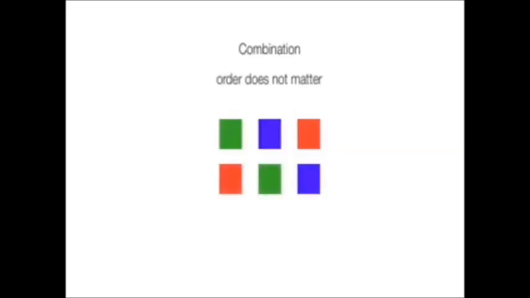For a combination, the order does not matter. If I have a green, blue, red square combination, or a red, green, blue square combination, it's still only one combination. For permutations, the order does matter. I can take these 3 squares and make 6 permutations.